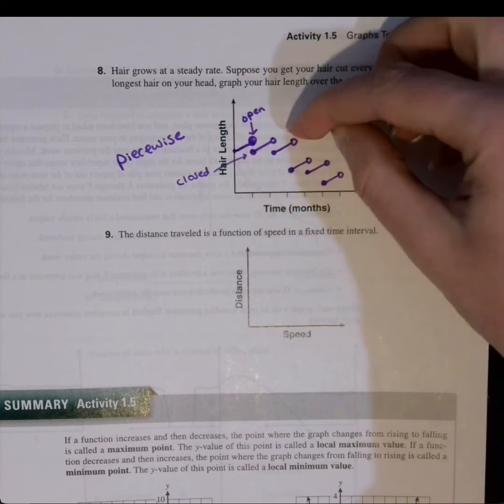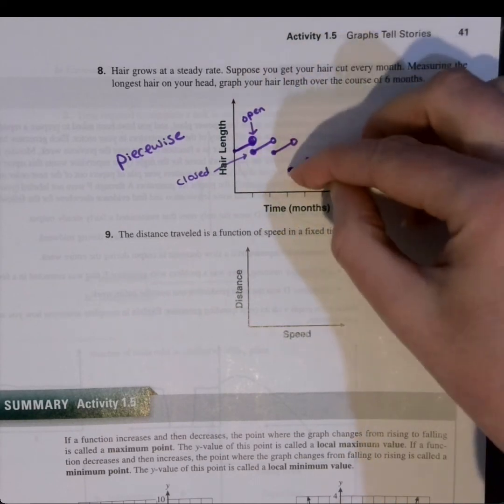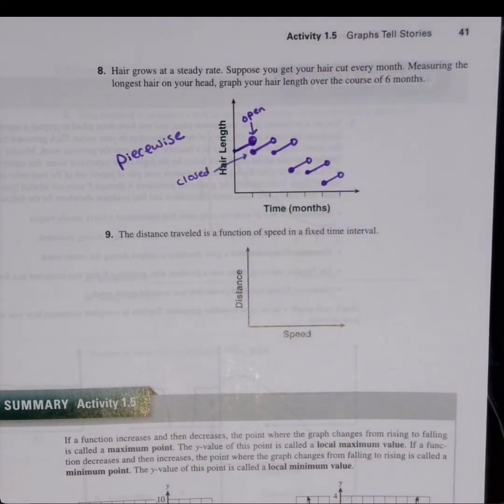You go into your appointment, you come out of your appointment, and the length is different. On the same day, the length is different. So it is a piecewise function where the segments do not connect because it's not a fluid transition between those lengths. It is cut. It is taken off. So there we go. All right.